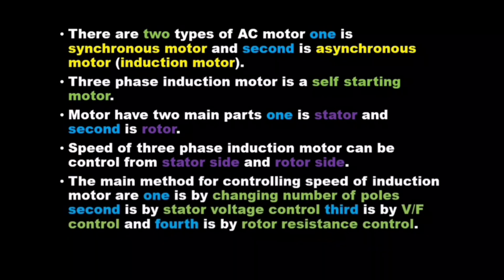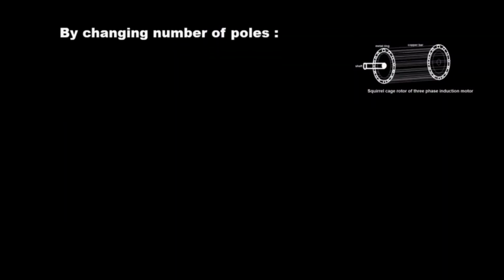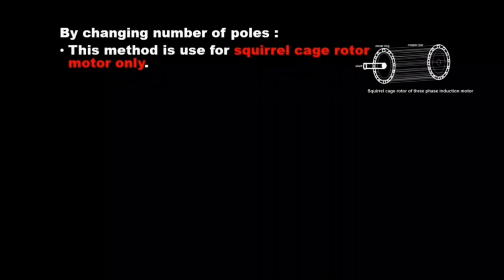The main methods for controlling speed of induction motor are: one is by changing number of poles, second is by stator voltage control, third is by V by F control, and fourth is by rotor resistance control. By changing number of poles: this method is used for squirrel cage rotor motor only.